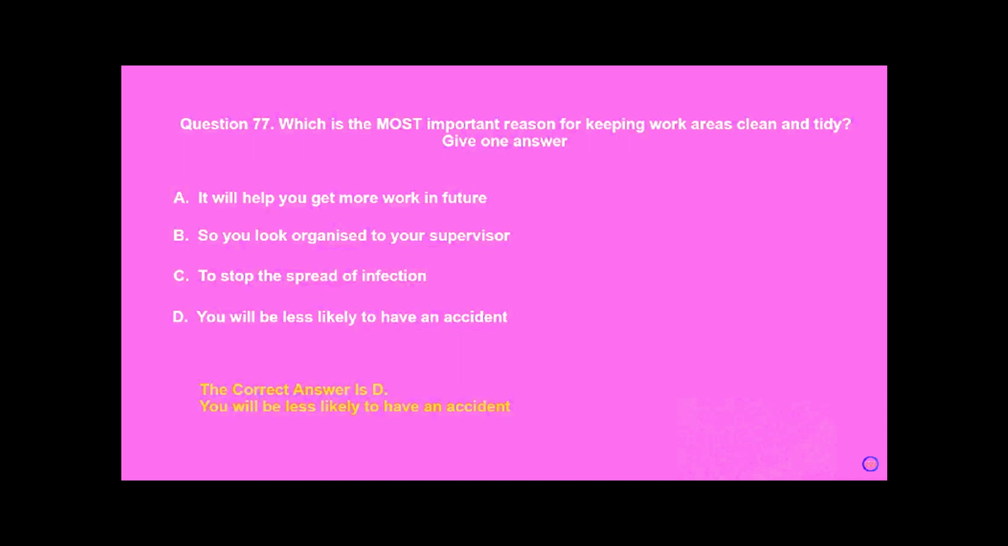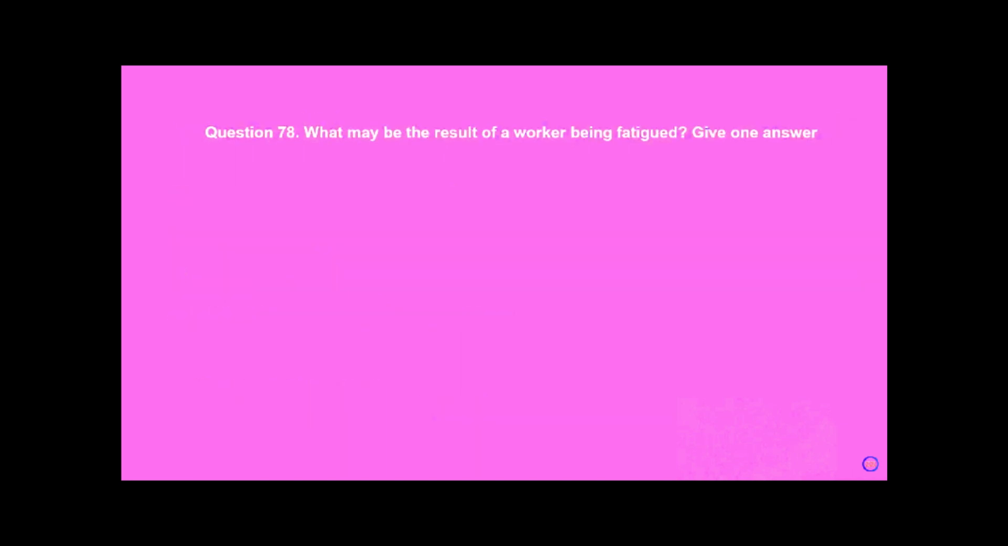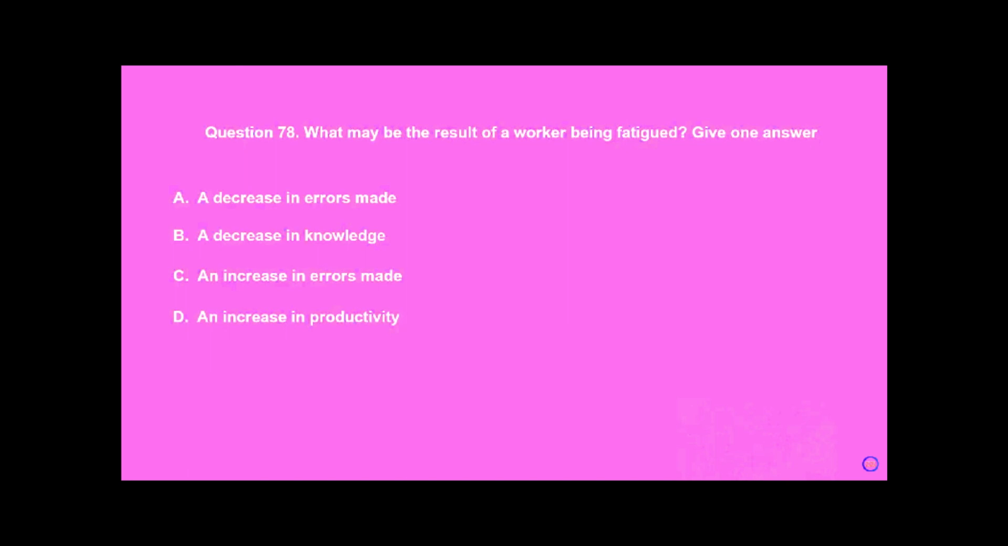Question 78. What may be the result of a worker being fatigued? Give one answer. A. A decrease in errors made. B. A decrease in knowledge. C. An increase in errors made. D. An increase in productivity. The correct answer is C. An increase in errors made.